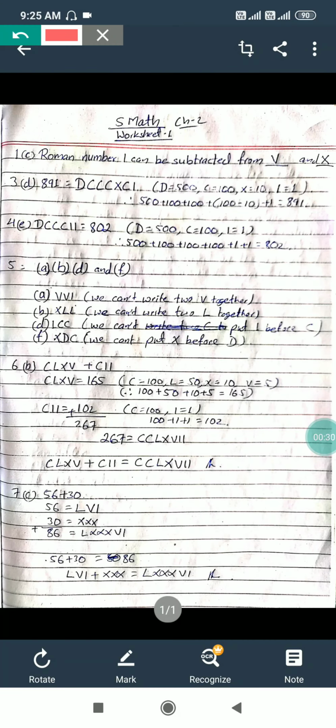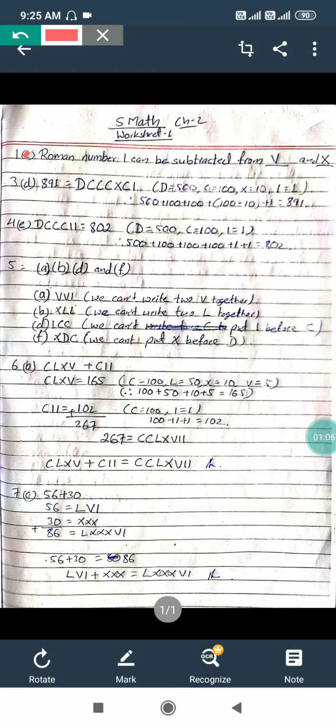Number 1C. Roman number I can be subtracted only from dash and dash. Then from where? It would be subtracted from V and X. Except this, I cannot be subtracted from any other numbers. Okay. Number 2, that is very easy. You will do it on your own. You only have to select the correct answers.